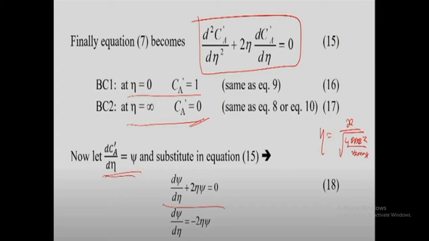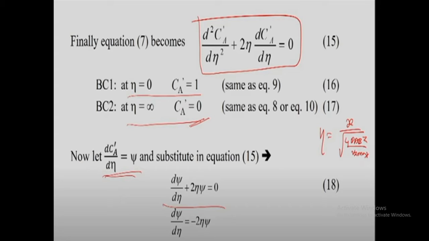What is the boundary condition? From equation 9, this is the same as equation 9: eta is equal to 0, CA dash is equal to 1. Another boundary condition, this is the same as equation 8 or equation 10: eta is equal to infinity, CA dash is equal to 0. So already you know that is the eta value. This is a dimensionless number. This is the 16th and 17th expression.